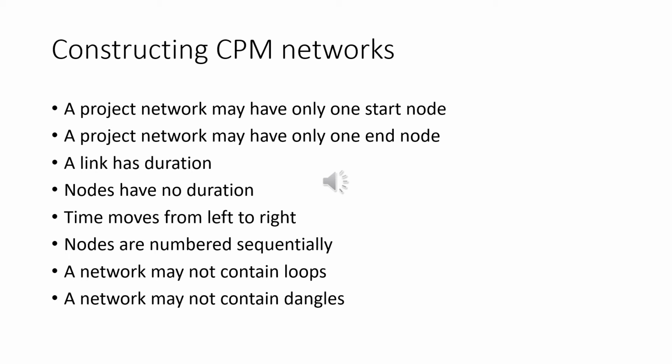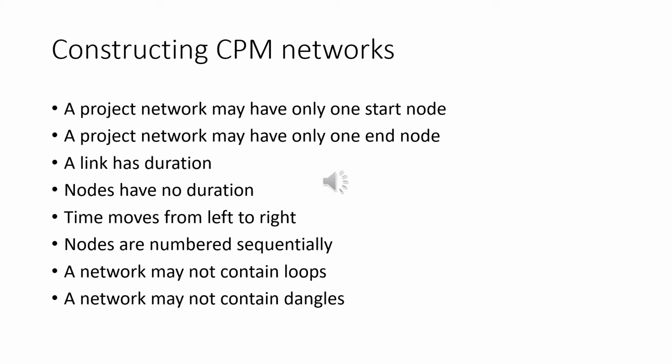But a network should contain only one completion point or one end node. In such cases, if there is any dangling activity, then the network should be redrawn so that the activity which is dangling is eliminated.